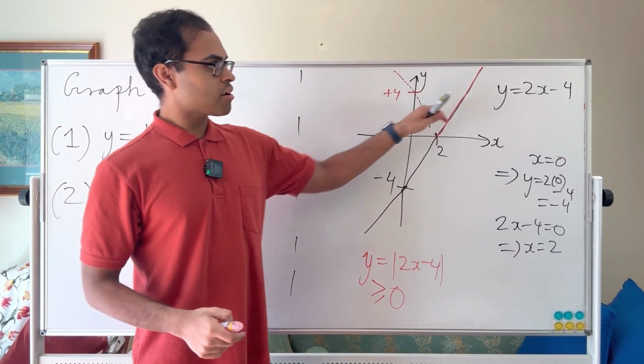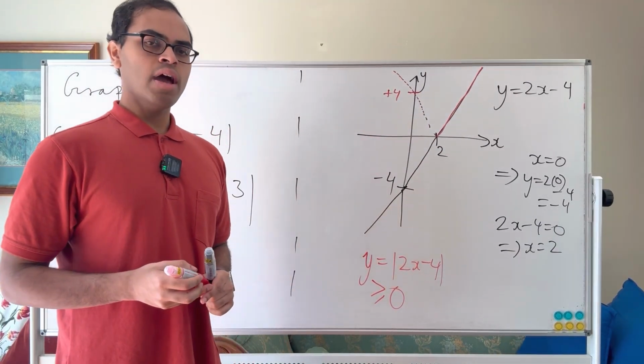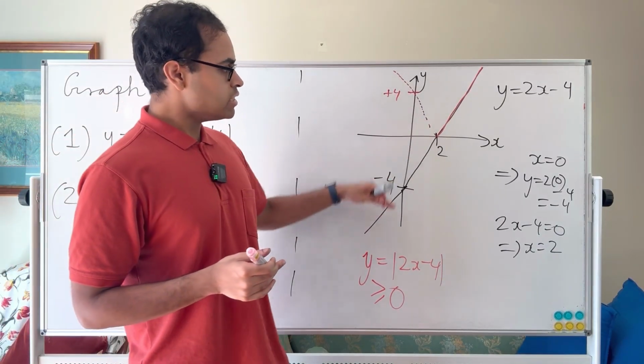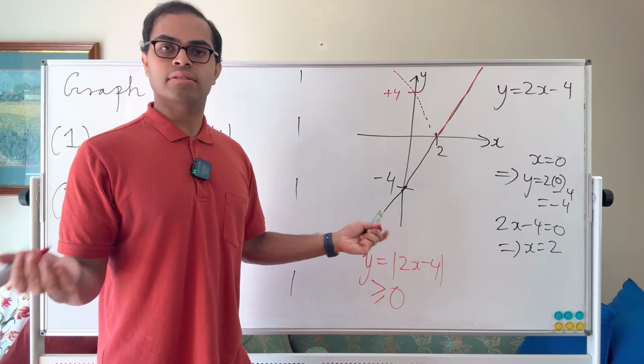So that's going to be our graph of absolute value 2x minus 4. And that looks pretty simple, right? So that's the strategy basically. Reflect in the x-axis when it goes below the x-axis. That's how we do it.